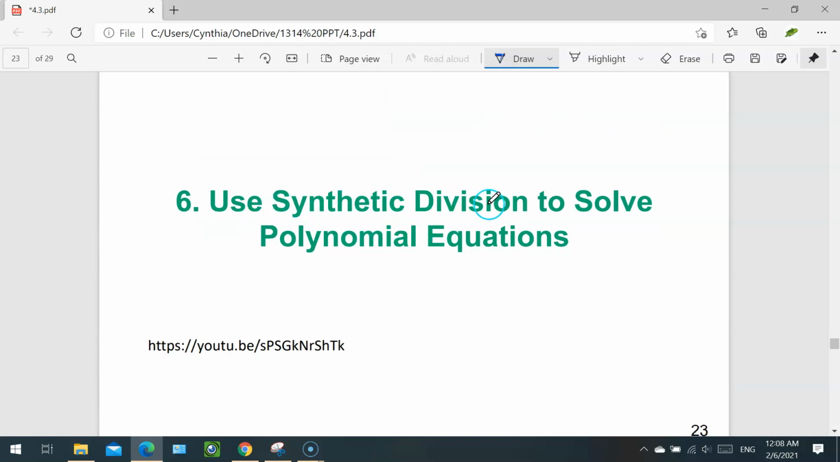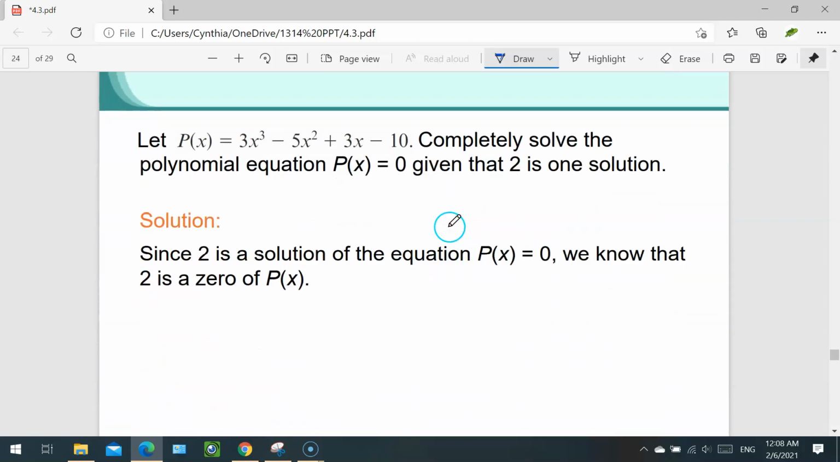Use synthetic division to solve the polynomial equations. To completely solve the polynomial equation, we set it equal to 0, and given that 2 is one solution, that means 2 is a root of this polynomial. Since we know 2 is a root already, we can start from this 2 to break down the function into small pieces. From there, we can solve for x.